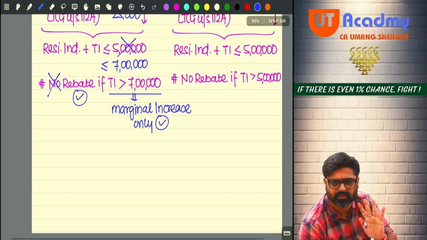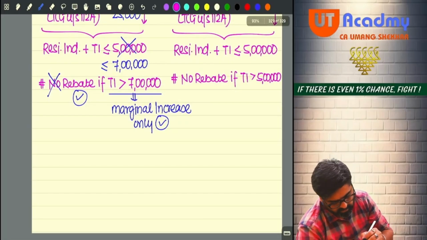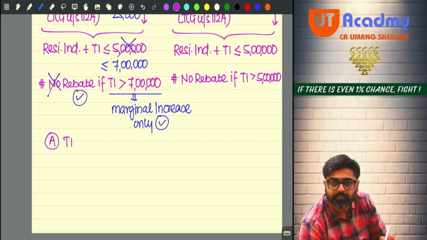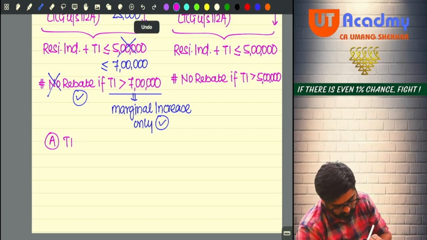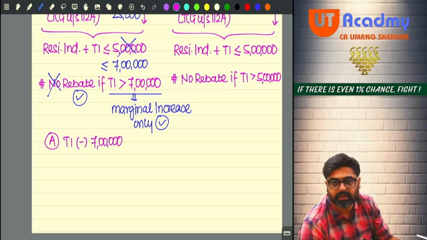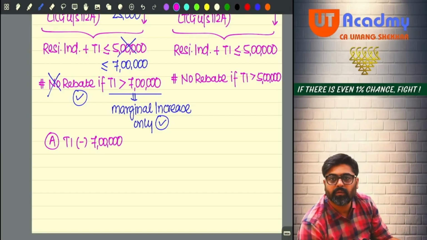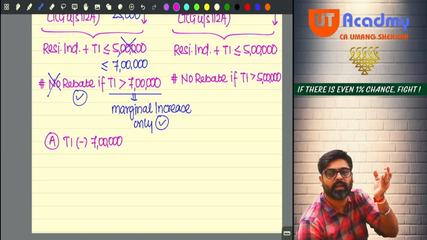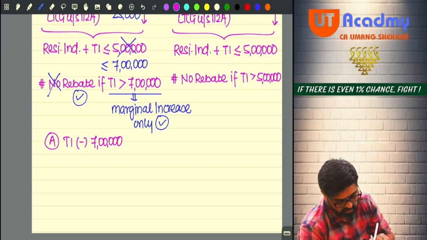Simple, 3 steps. Step number 1, A. Calculate your total income minus 7 lakh rupees. Because see, till 7 lakh you were getting rebate, no? So now we will see how much total income is more than 7 lakhs.